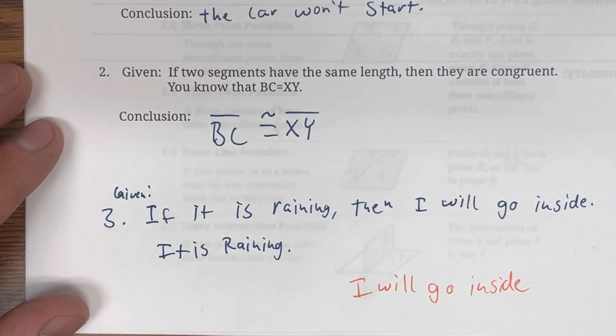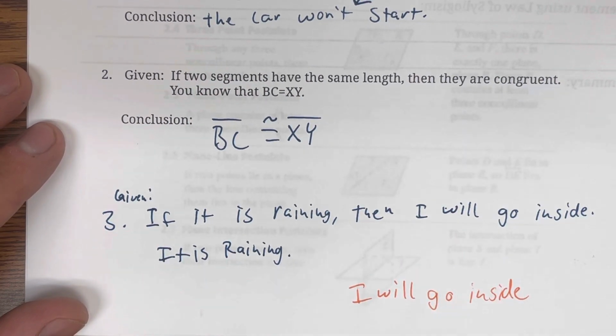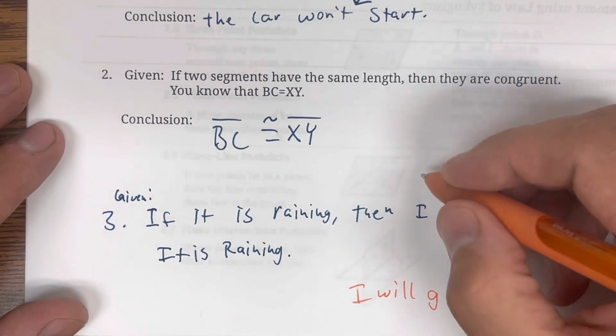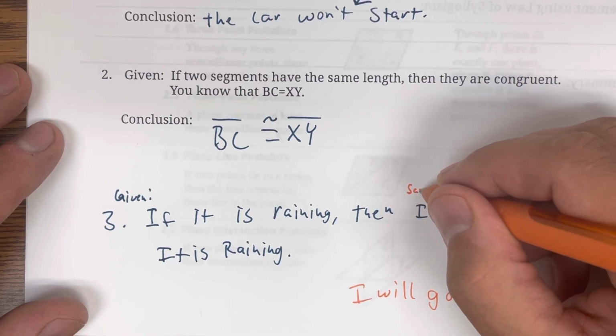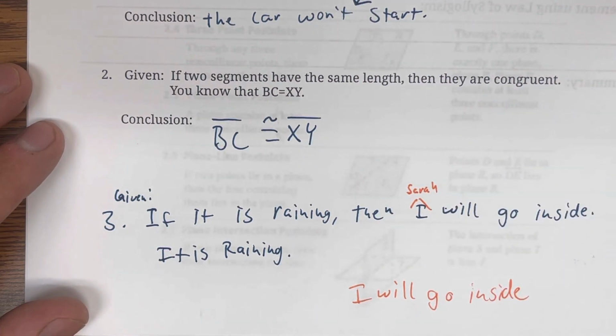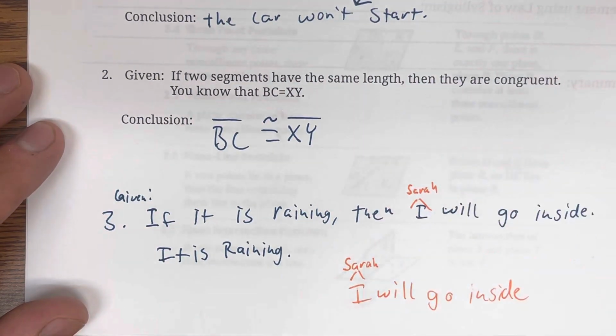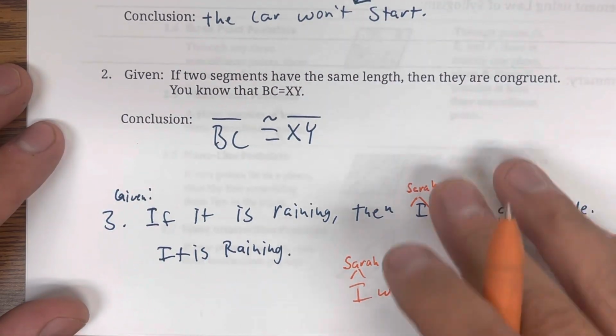I don't assume anything else. I don't go inside to eat. I don't go inside to go play a game. I don't say who went inside. It's just I will go inside because that is all that I knew. It is raining. I will go inside. I could have changed this name to Sarah instead of I. So then we would be able to assume that Sarah would go inside instead of I. All right? So just take what it tells you.